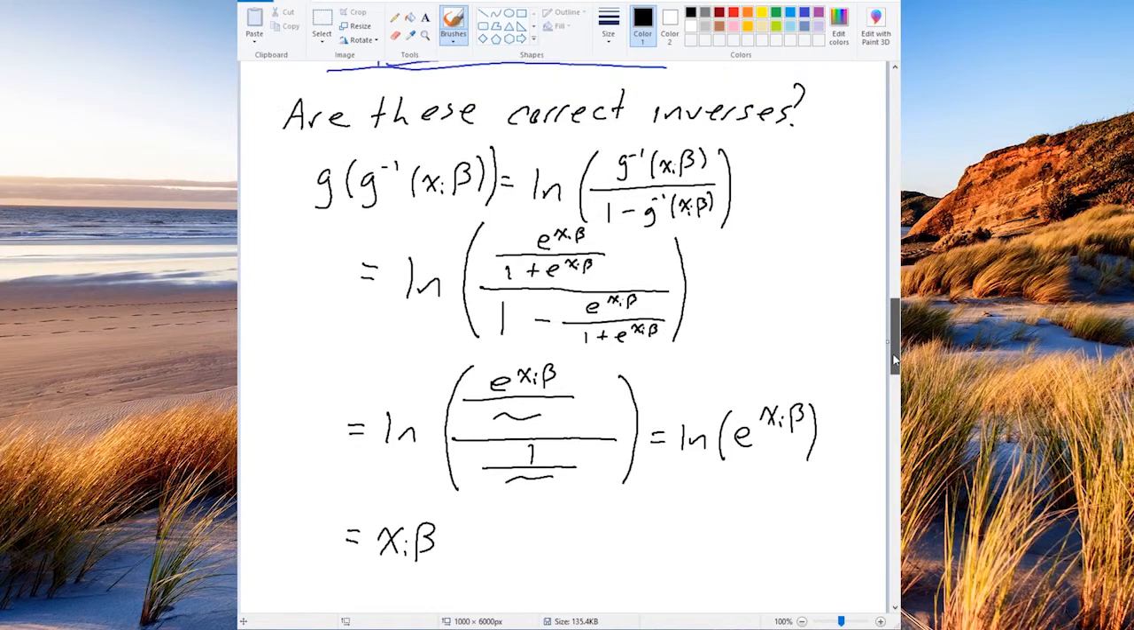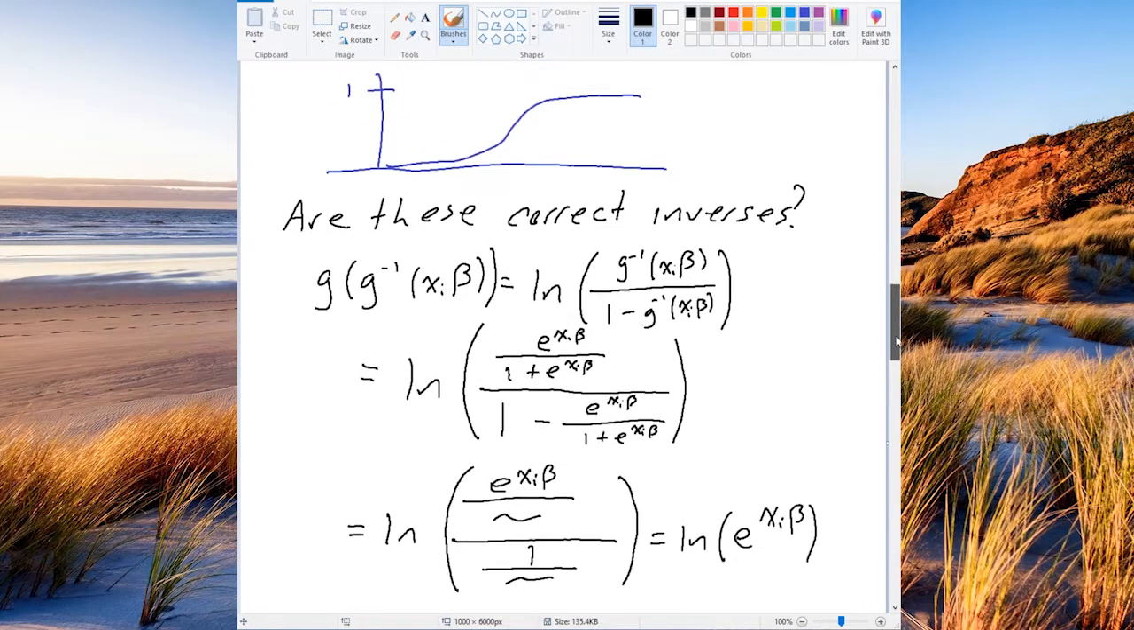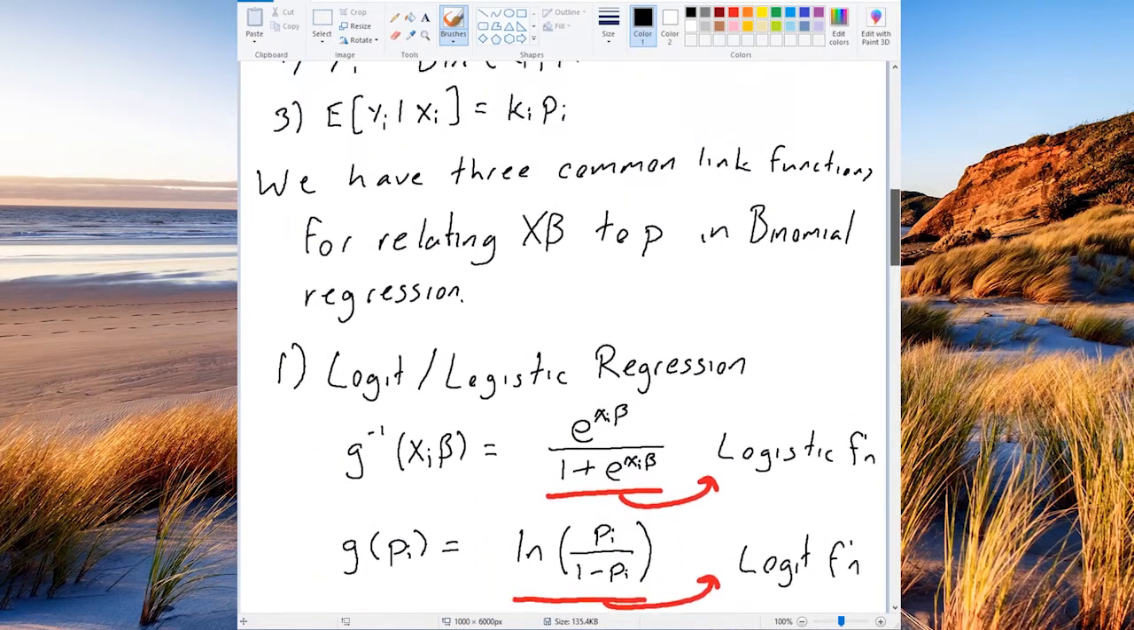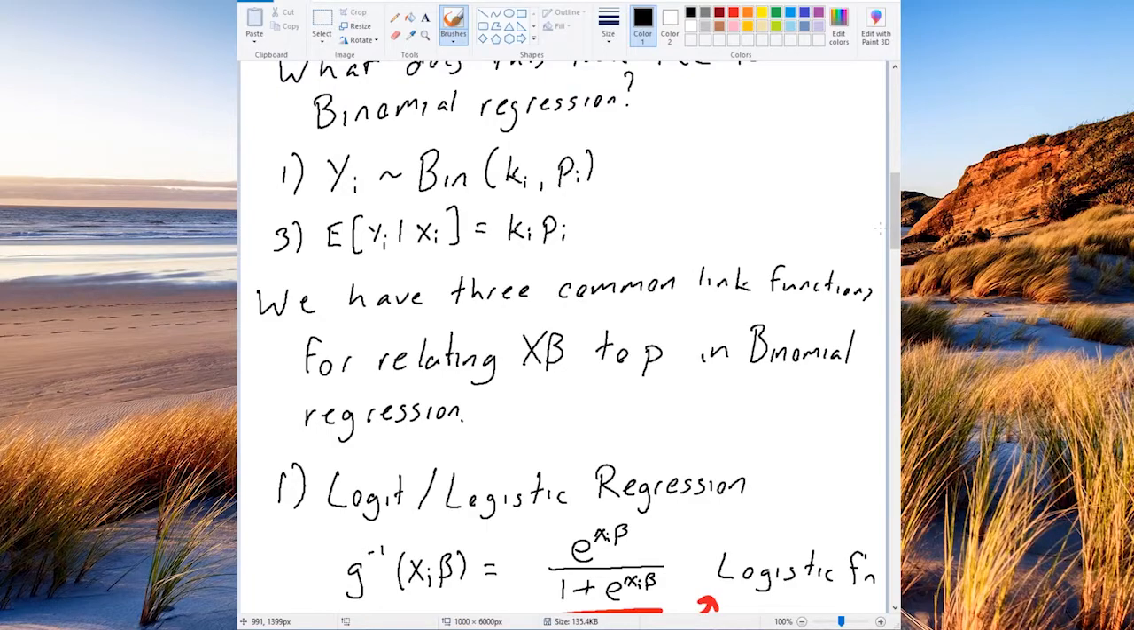If I wanted to put the k's back in here, it's going to get a little ugly on me because I have to move them through the ln. So let's not worry about it too much. Let's just say that, let's go way back up here and say that the expected value for this particular case is ki g inverse of xi beta is equal to ki pi, and that should solve our notational issues.